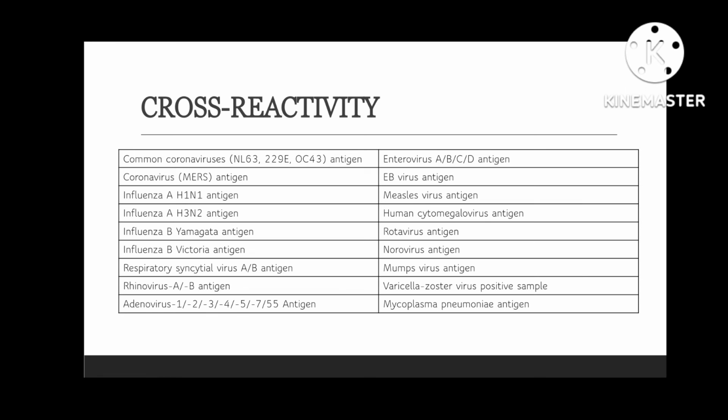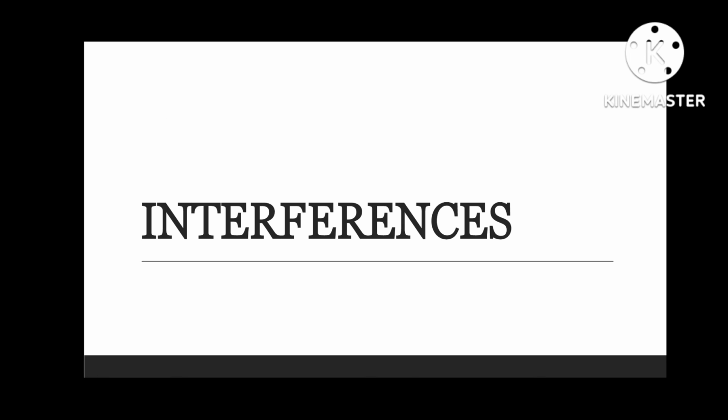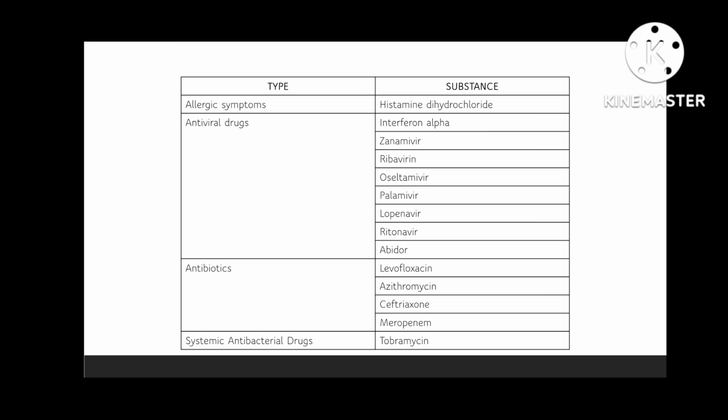B Victoria antigen, respiratory syncytial virus A or B antigen, the rhinoviruses A and/or B antigen, adenovirus 1, 2, 3, 4, 5, 7, and 55 antigens, the enteroviruses A, B, C, D antigen, the Epstein-Barr virus antigen, measles virus antigen, human cytomegalovirus antigen, rotavirus, norovirus antigens, mumps virus antigen, the varicella zoster virus positive samples, and Mycoplasma pneumoniae antigen.